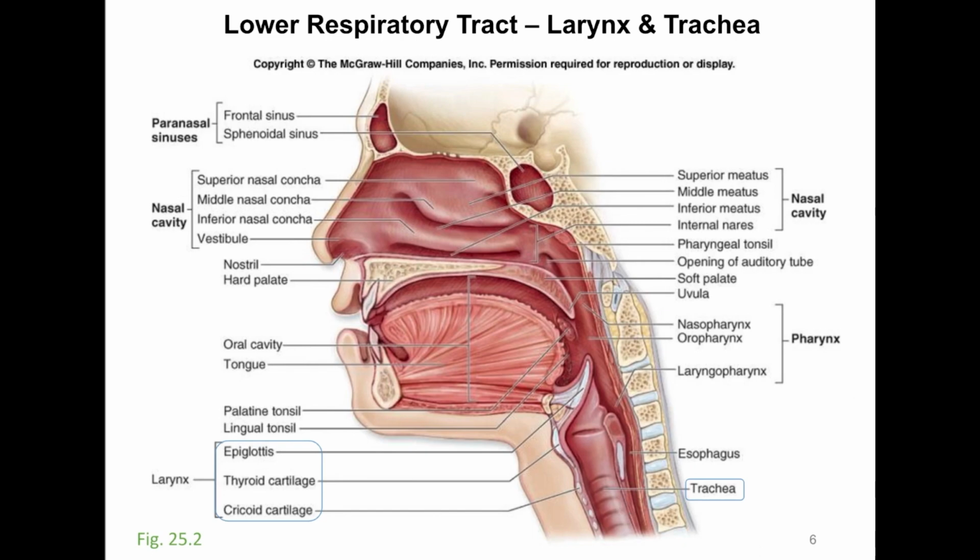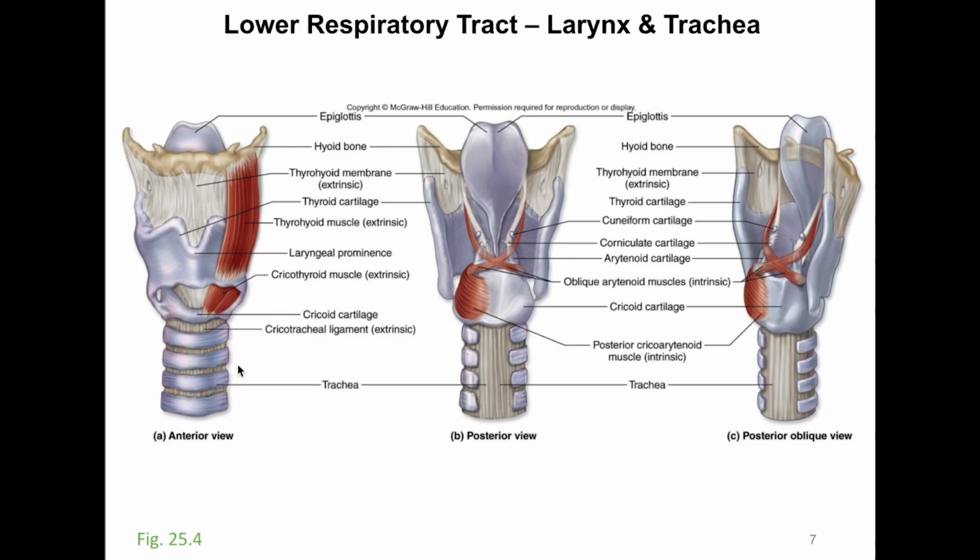So the next picture here is the cartilages in your larynx. And all of these cartilages are covered by muscle and soft tissue, so they wouldn't look like this in the body. You would have to clean off all the muscle and soft tissue. But this is an anterior view.